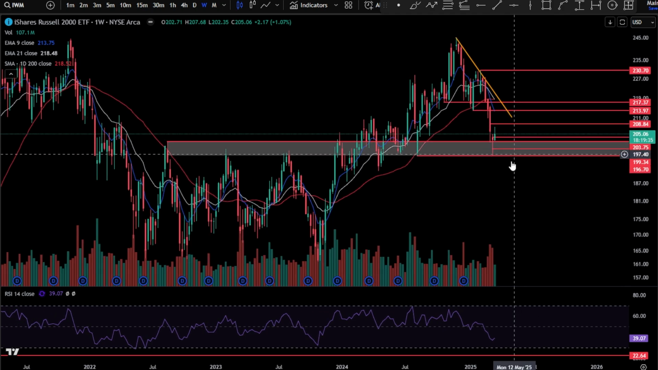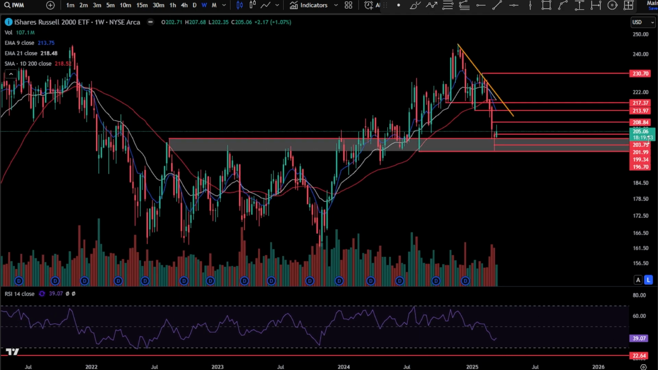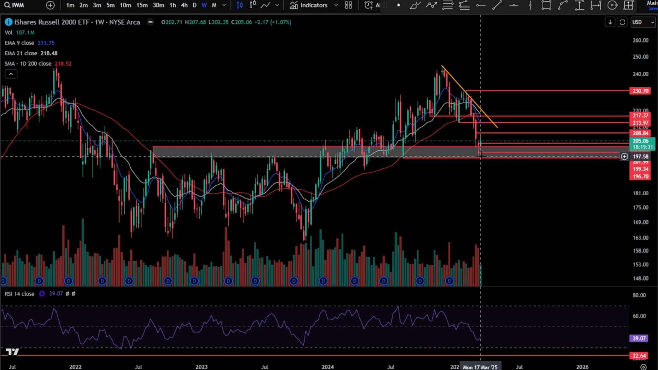Your weekly chart really still isn't looking all that bad to me. Break and retest going on over here. Weekly hammer / dragonfly doji, followed by a green week. We'll see how this closes. Really not all that bad. All right, those are your indices.